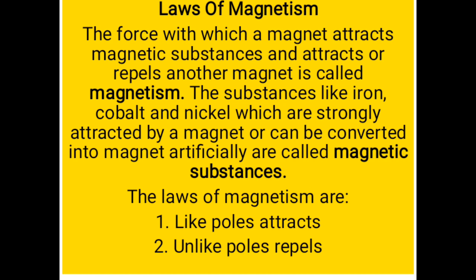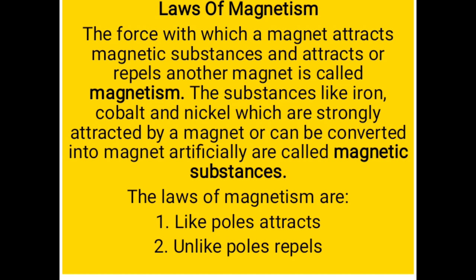Now, laws of magnetism. We have just two laws. Like poles attract and like poles repel. These are the two laws of magnetism. But you cannot just study the laws of magnetism without knowing what magnetism is. What is magnetism? It is the force with which a magnet attracts magnetic substances and attracts or repels another magnet. That is what magnetism is. The force with which a magnet attracts what? Magnetic substances. That is what we call magnetism.